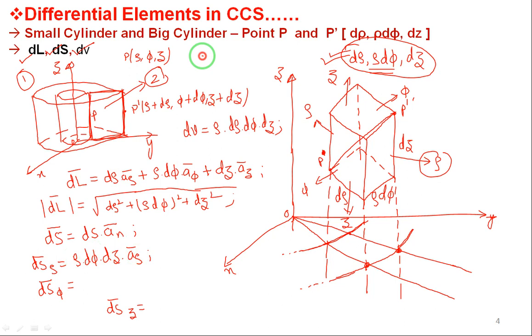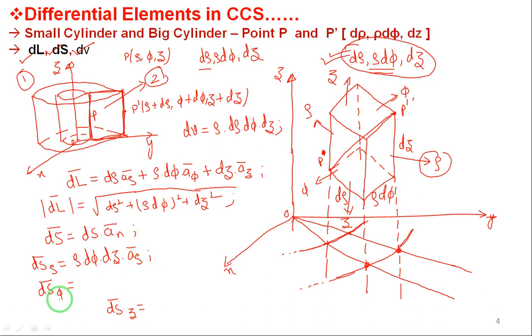Observe here, I will write the differential elements once again for reference: d rho, rho into d phi, dz. These are the three differential elements, right? I want the differential surface area along rho direction, so leave this, multiply the other two, rho d phi dz, and associate the direction, that's all.